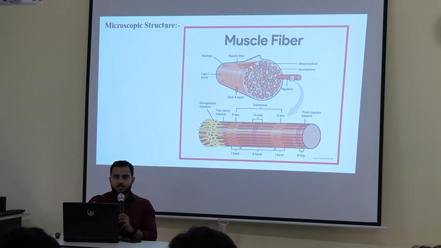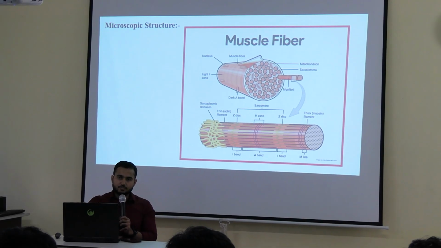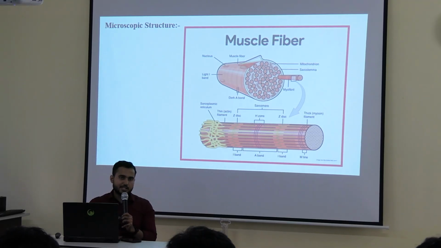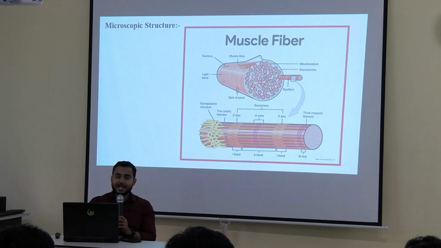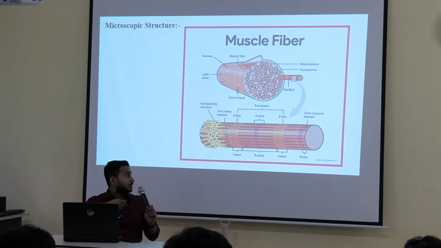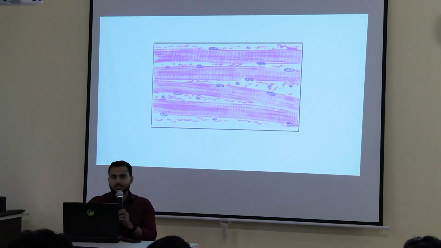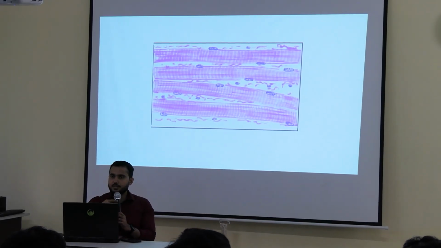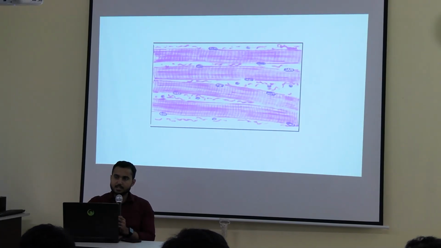Now, the question is why it is present and what are the names of those dark and light bands. The dark bands are called A bands, and the light bands are called I bands. Okay, here you can see the diagram. In this diagram, you can see skeletal muscle fibers under H&E stain.